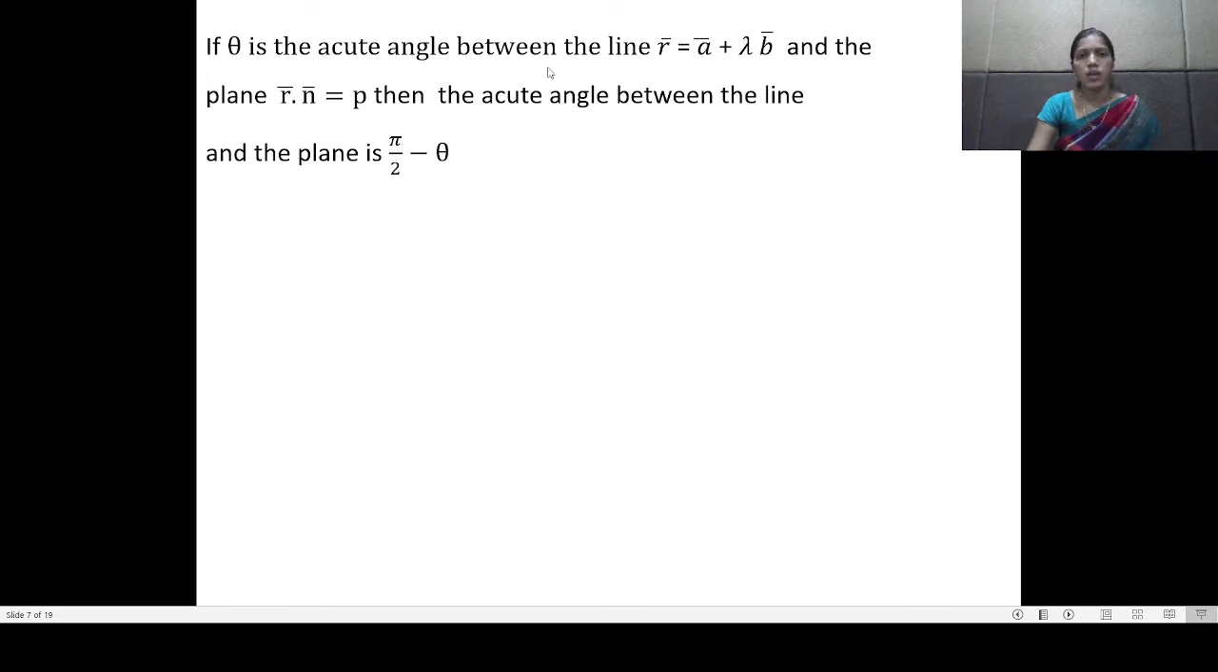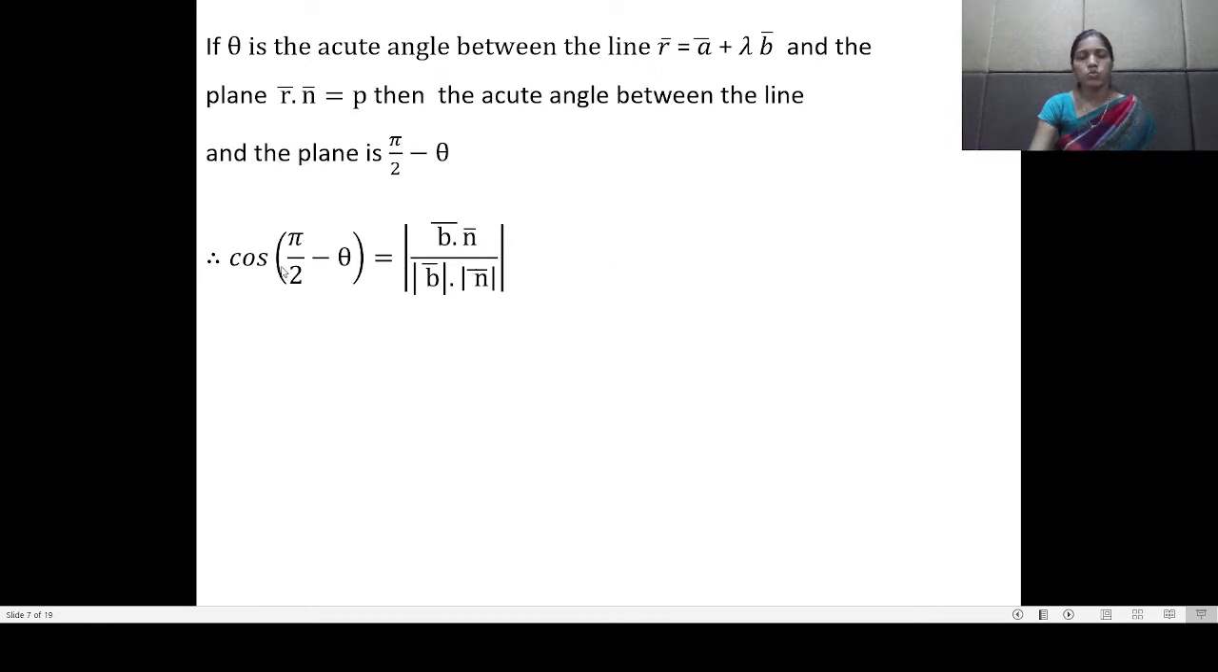Suppose theta is the acute angle between the line, whose equation we take as r bar is equal to a bar plus lambda b bar, and the plane, which we consider as r bar dot n bar is equal to p. Then the angle between the line and the plane is pi by 2 minus theta. Now we use the formula cos of pi by 2 minus theta is equal to the magnitude of b bar dot n bar divided by magnitude of b bar times magnitude of n bar.